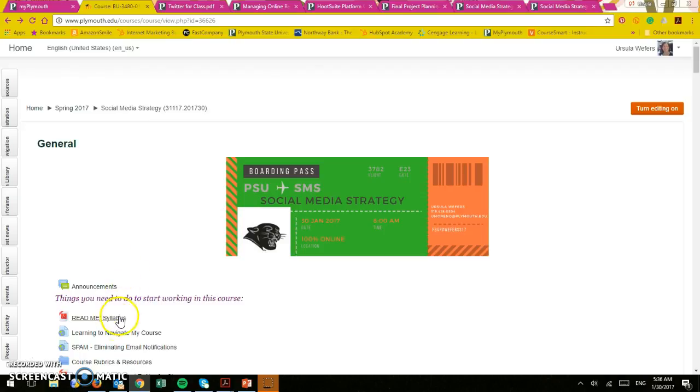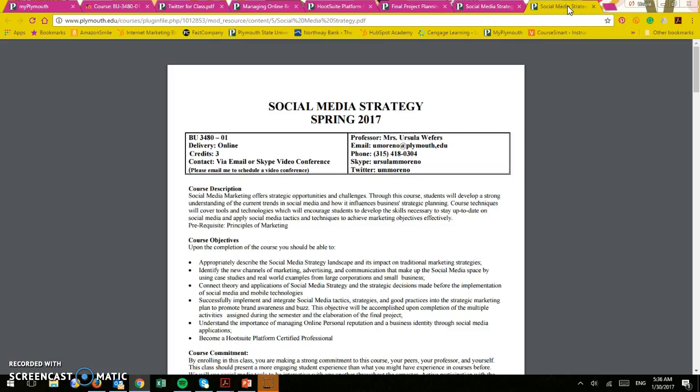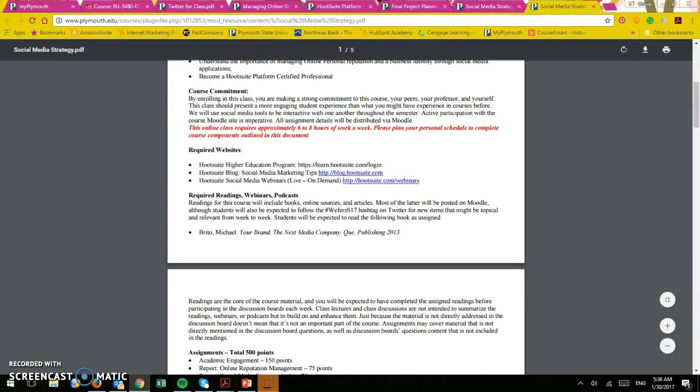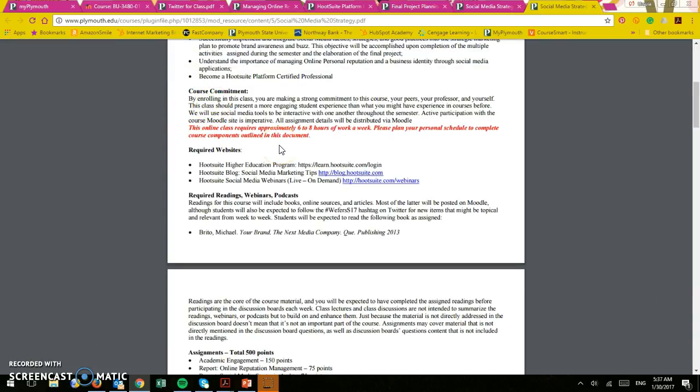So then the next thing you need to do is click here, and that's the syllabus, which I have already open here. So right here you have the description of the class. The syllabus is 5 pages, so it's a big document. You have the course description, what are the objectives, and the most important part here is the course commitment. This class is intense and it's going to require probably 6 to 8 hours of work a week.